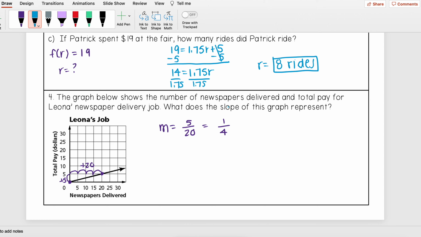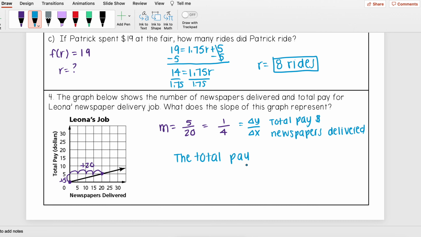And so now I need to look at what does the y represent and what does the x represent. Well, my y-axis was total pay, in dollars, and my x was my newspapers delivered. So to interpret this, I can say that the total pay increases by $1 for every 4 newspapers delivered.